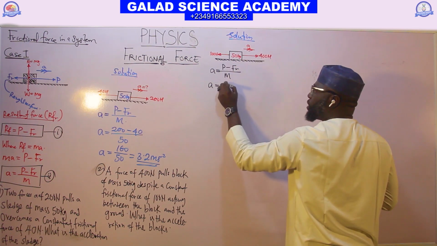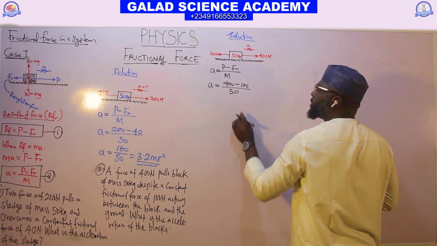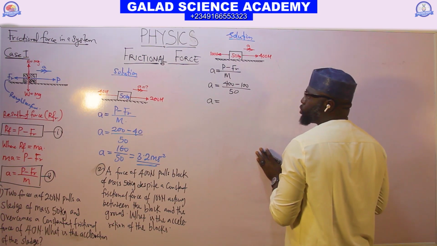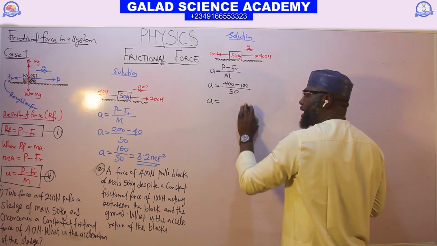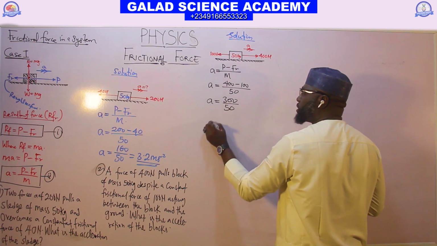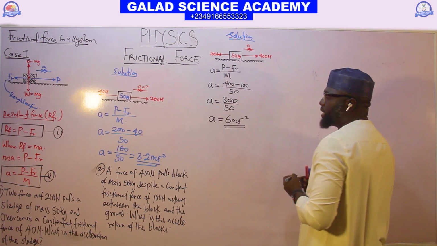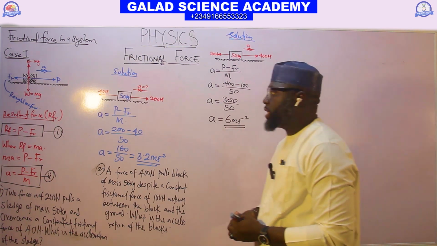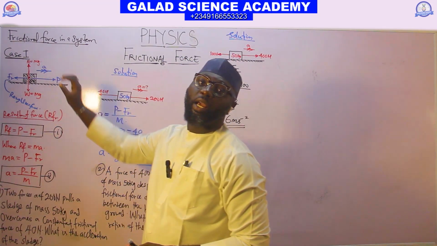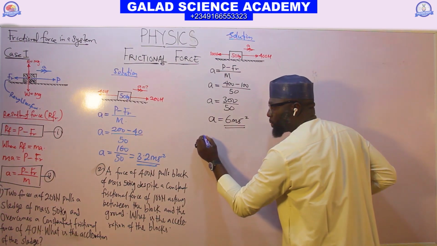Substitute the values. Applied force is 400 Newton, frictional force is 100, everything over 50. By subtracting, we have 300 Newton over 50 kg. So A is equal to 6 meter per second squared. That's the final answer for A. So these are two examples for case 1. The next thing is case 2. Let's check case 2.